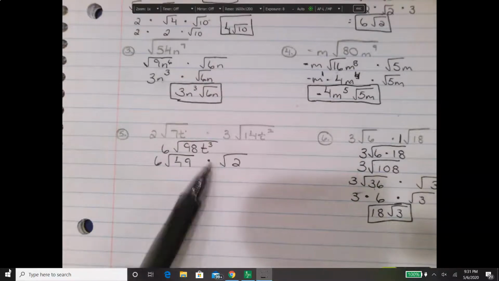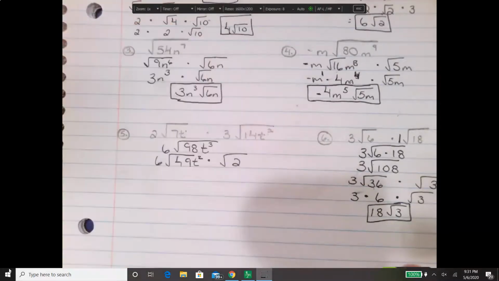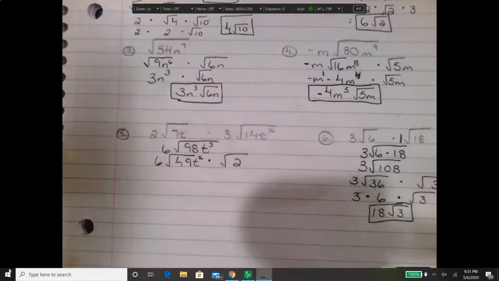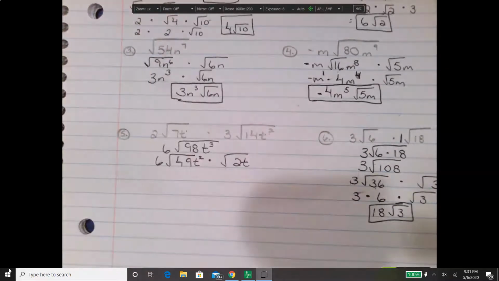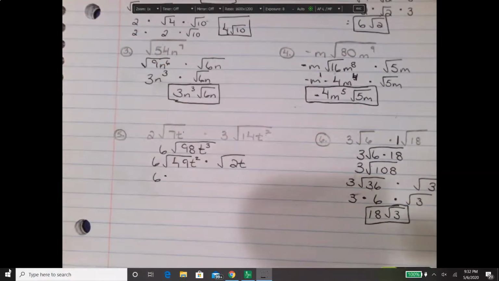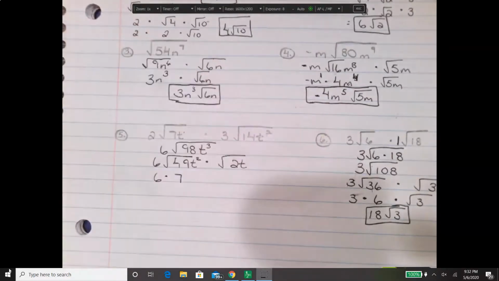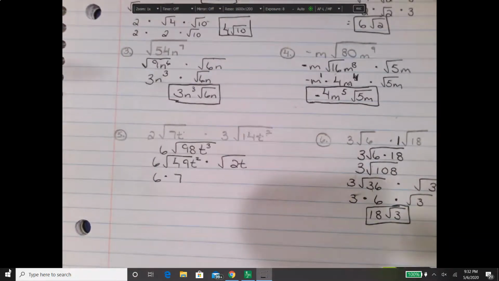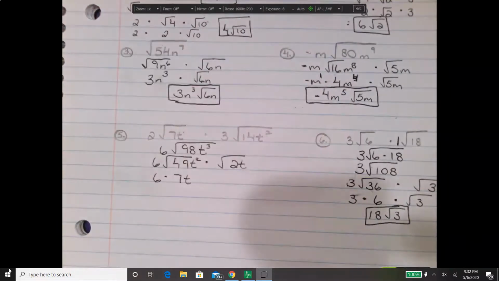Now let's work with that variable. So the variable, again, on the left, it's going to be t squared, because we're just subtracting 1 from it. And then on the right, it's just going to be 2t. Let's go through and let's simplify. Now I'm going to have 6 times what? Well, when I simplify radical 49, that's going to be 7. And remember, we're just dividing by 2. So when I divide by 2, 2 divided by 2 is going to just be t to the first, so 7t.